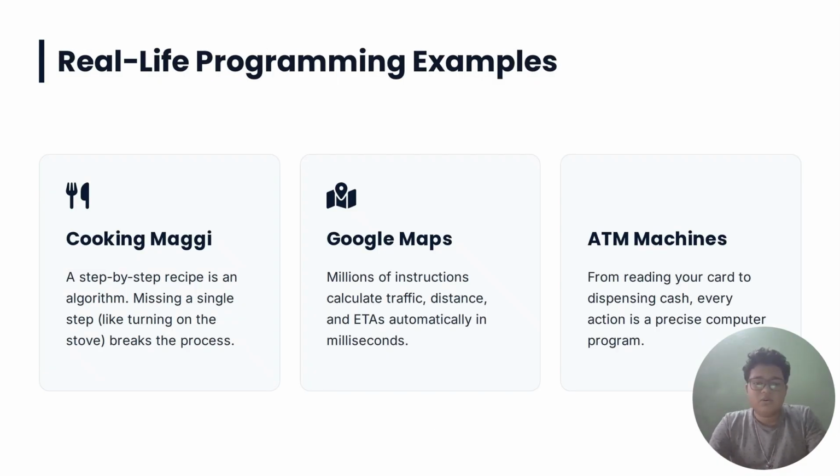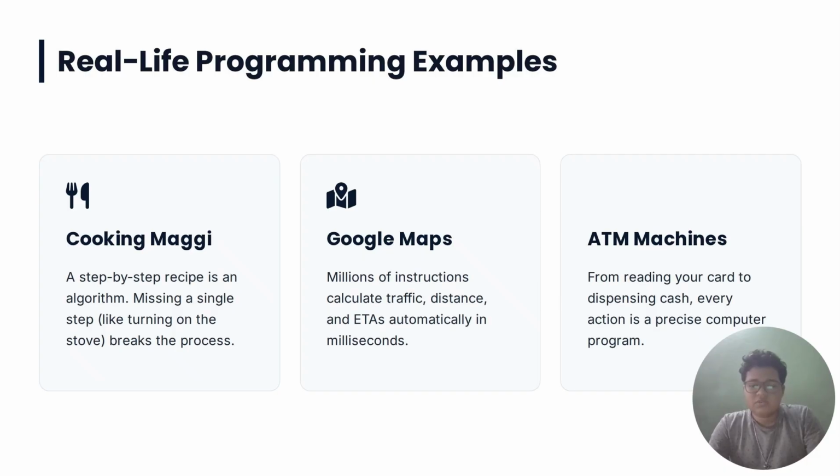Real life programming examples. When talking about programming, we have to know about real life examples, otherwise we can't understand what programming actually is. Like when we cook Maggi, a step by step recipe is an algorithm. A single missing step would make the Maggi very bad in taste. It breaks the process. So it's a program and a set of algorithms.